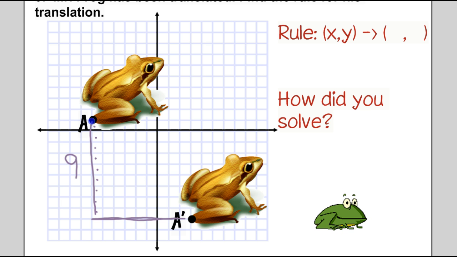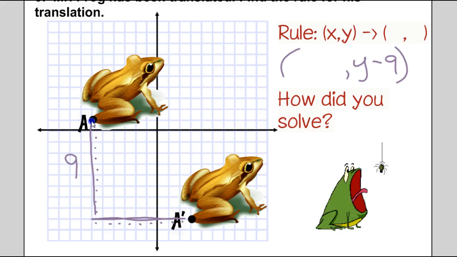X minus 9? Y minus 9. Very good. So y minus 9, that's the y part. And then what about the x part? 1, 2, 3, 4, 5, 6, 7, 8, 9. What do we write? X. Did it go positive direction or negative direction? Positive. X plus 9, y minus 9.